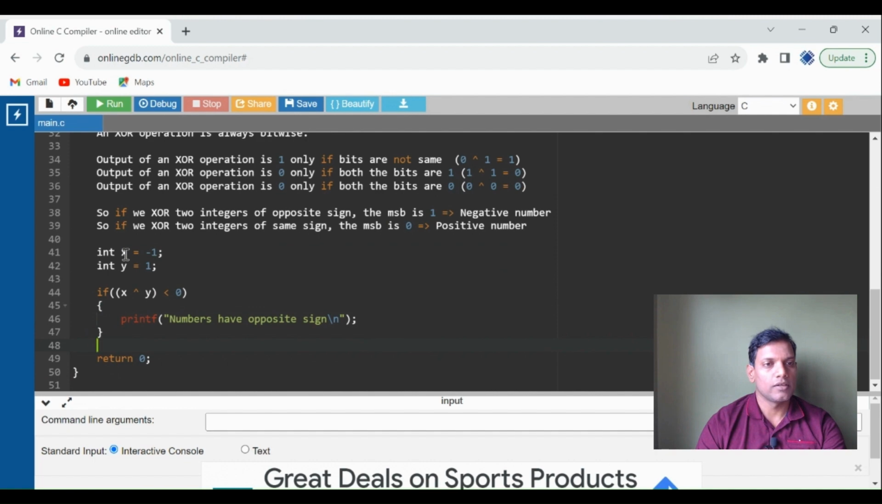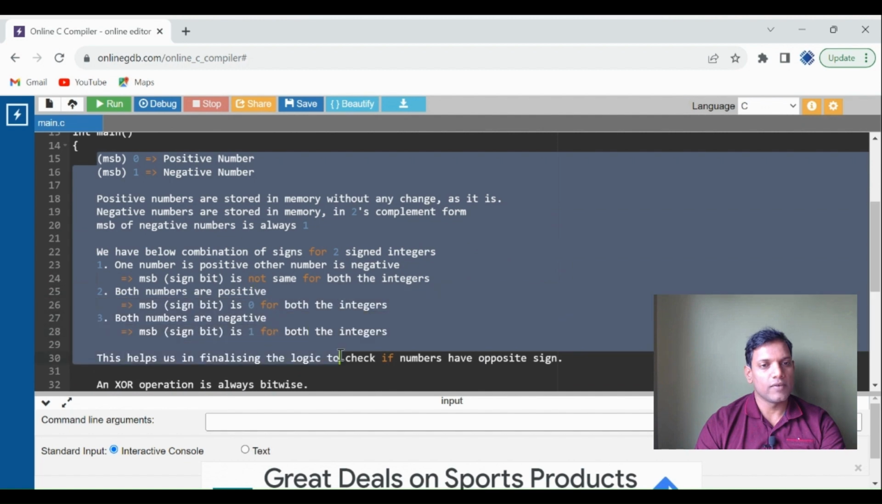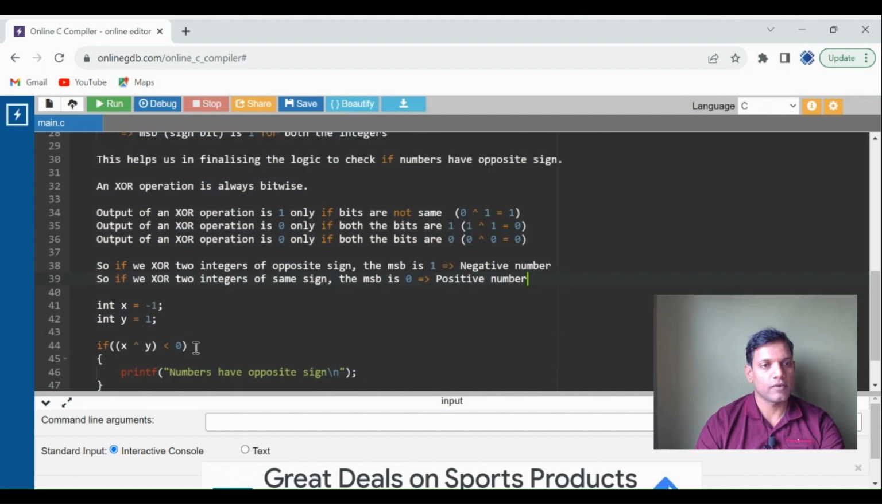I have declared two signed integers x and y, and assigned some initial values to them. If the result of XOR between x and y is less than 0, then the numbers have opposite sign. So this is how we can finalize the logic. But to finalize that logic, we have to have this understanding, and with this understanding only are we able to come to this final logic.